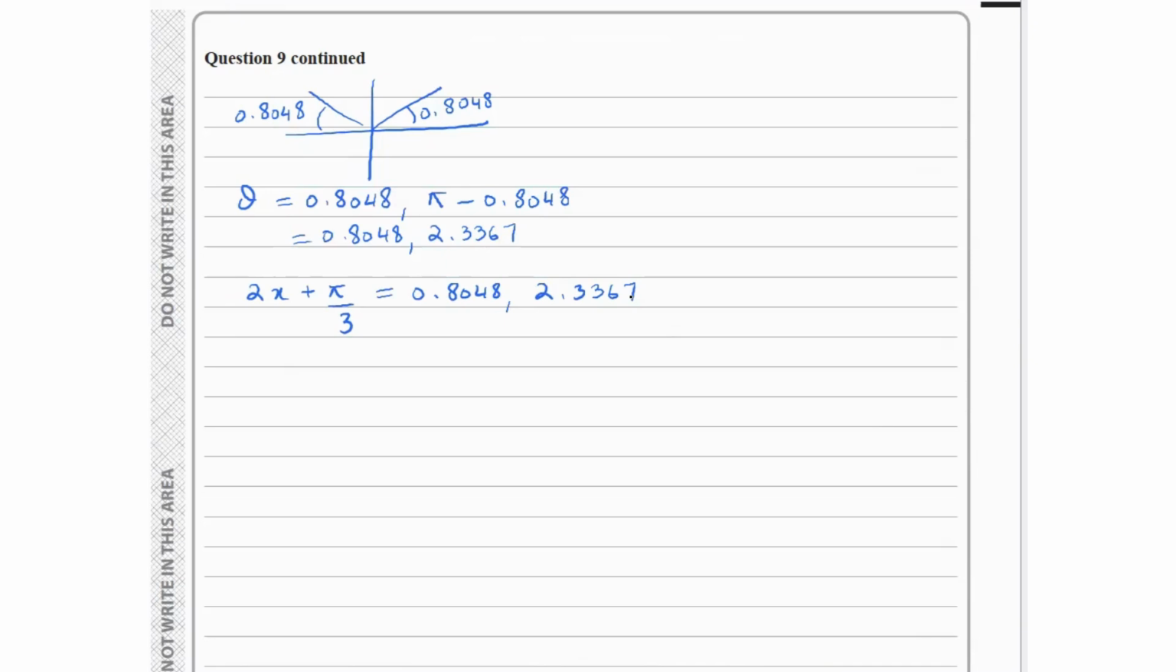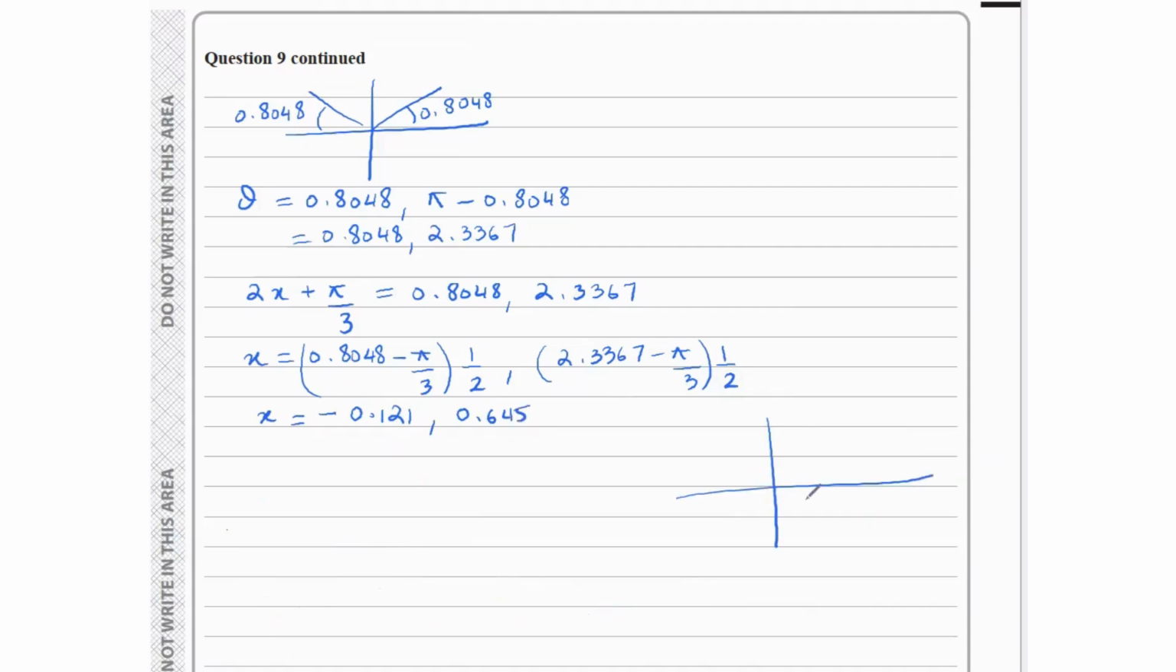Now we have to figure out the value of x. So to find the value of x, it's going to be 0.8048 minus pi by 3, divided by 2, and same for the other value, 2.3367 minus pi by 3, divided by 2. So that gives us negative 0.121, and then we get 0.645.